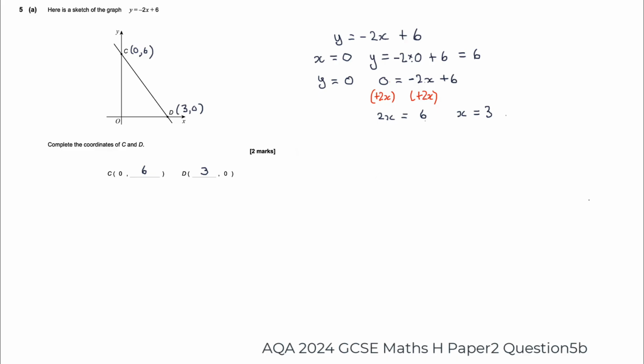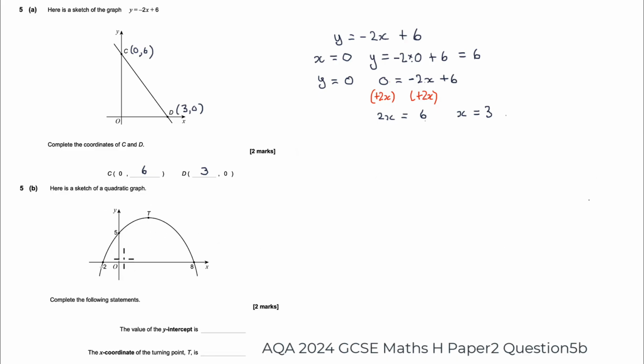Let's have a look at part B. And in part B, we're given a sketch of a quadratic graph, and we have to complete the following statements. The first one, the value of the y-intercept, now that's where the graph crosses the y-axis. And the value of the y-intercept would be this height. X-coordinate 0, the height is 5. The value of the graph at that point when x is 0 is 5. So the y-intercept would be 5.